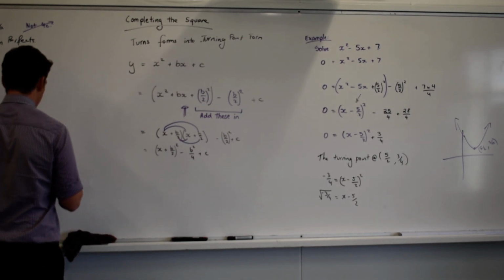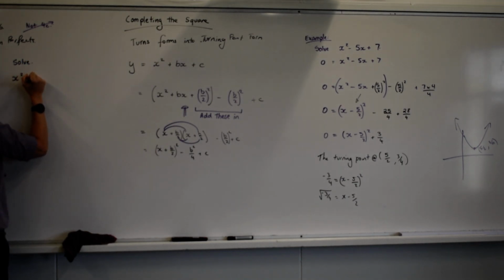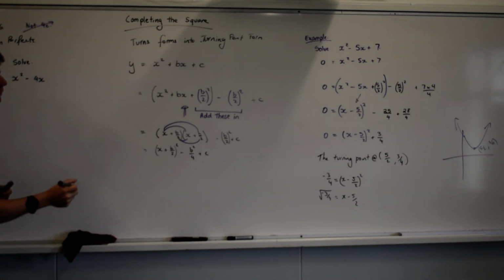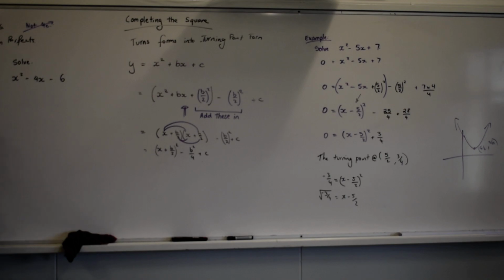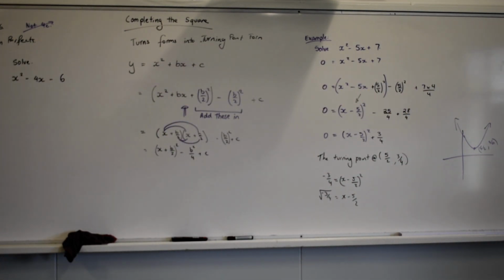So I'll get you to solve x squared minus 4x minus 6. Off we go. At least I've given you a nice number, not like last time. 5 on 2. Yeah. 2 on 2. 4 on 2.